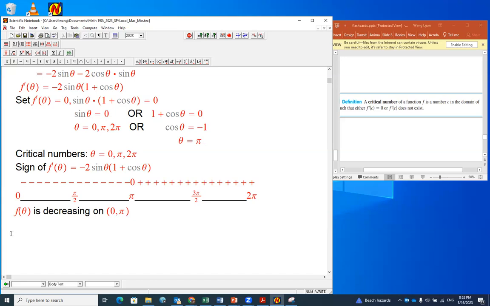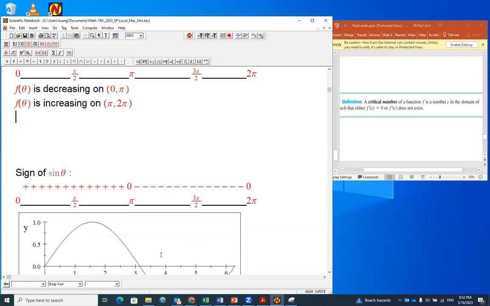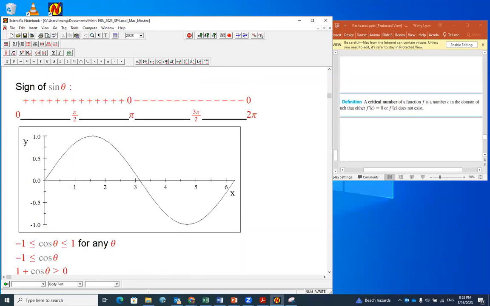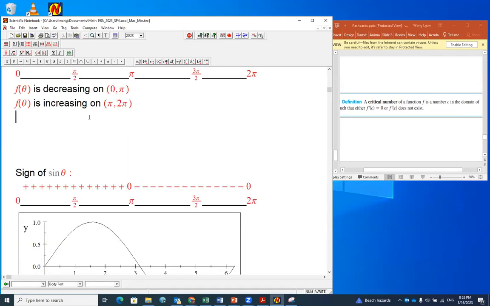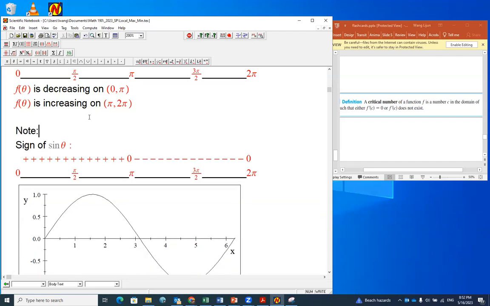And what else? F of theta is increasing on the interval from pi to 2 pi. That's it. Because we only need to work this out on these two intervals. Do we need to show this work? Not necessarily. You can just use it. I can put these on the note for your reference. You don't need to show these work.